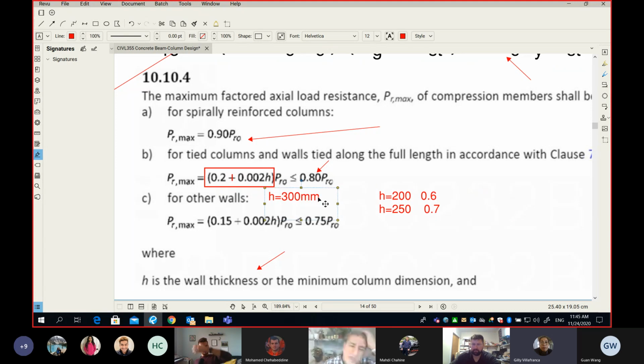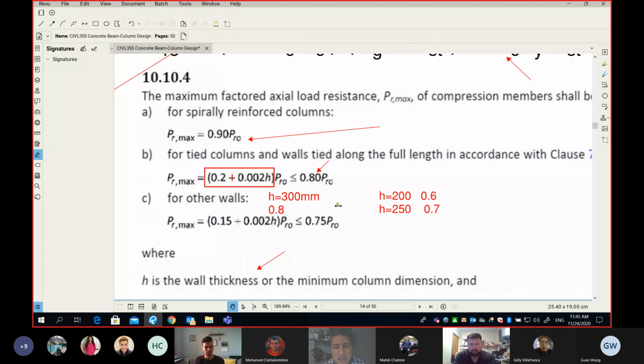Okay, and this one is going to be if H is equal to 300, so looks like this number is equal to 0.8. I can tell you most of the column that I built, it's 300 millimeter wide, and we use the 0.8. But can I ask you something? Which one you think it carries more load, spiral or tight column, based on this statement here?